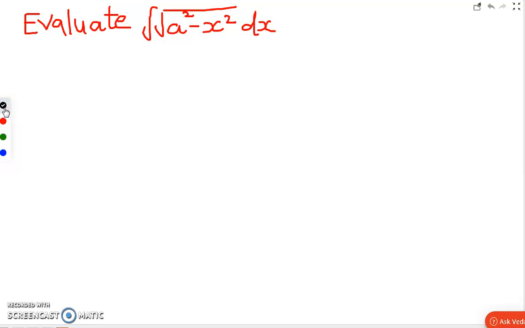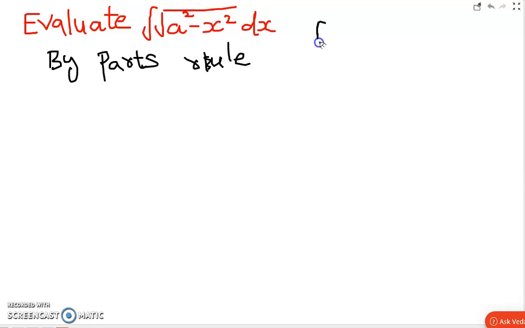Hello students, today we are going to see one essay of trigonometry. It is the essay which should be solved by the by parts rule. What is the by parts rule? By parts rule is nothing but integration of u v dx. What are u and v? Two functions they are.